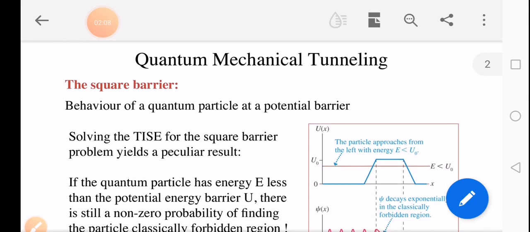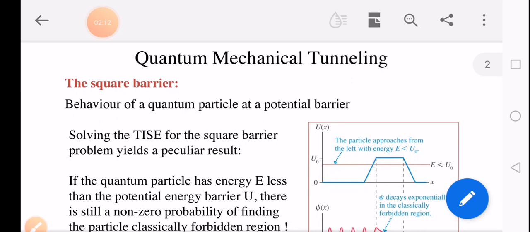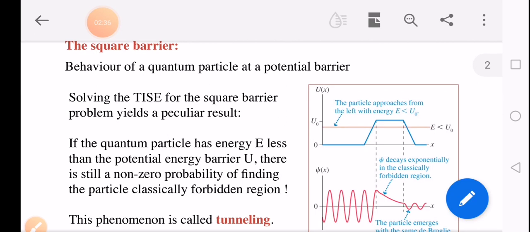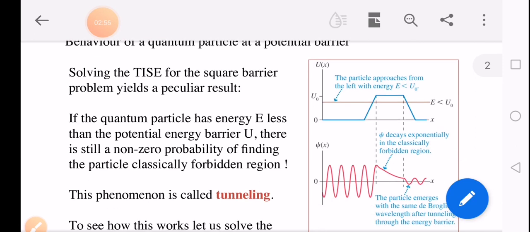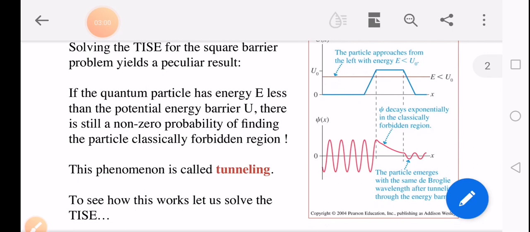Now what is quantum mechanical tunneling? There is a different explanation for this same problem in quantum mechanics. When you consider the same thing in quantum mechanics, if a quantum particle is approaching a potential hill like this, and if the energy of the particle E is less than the height of the potential barrier, then the behavior of the quantum particle at the potential barrier is different from the behavior of the classical particle. When you solve the time independent Schrodinger equation for the square barrier problem, it will give some result. And if the quantum particle has an energy E which is even less than the potential energy barrier U, there is still a non-zero probability of finding the particle in the classically forbidden region.